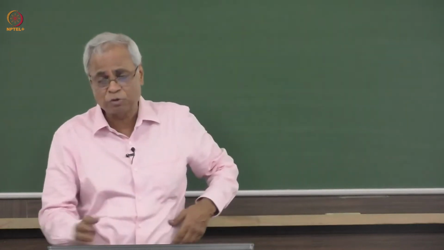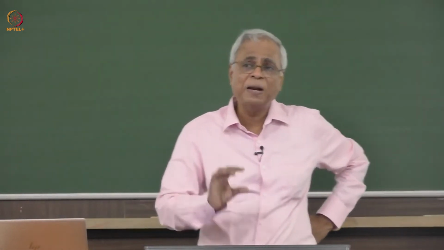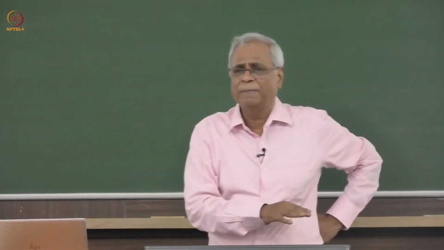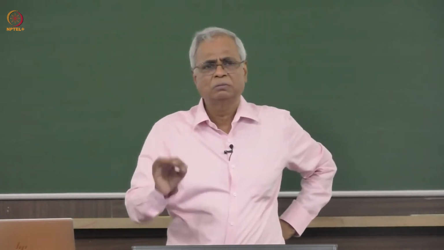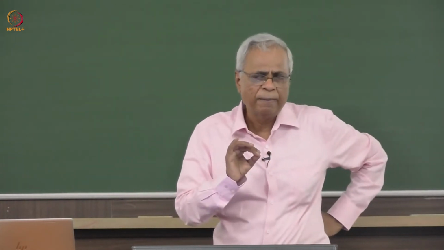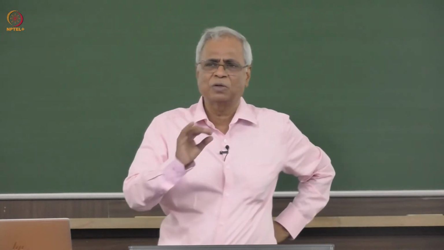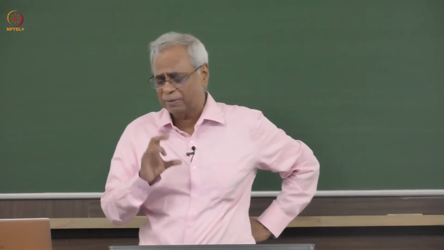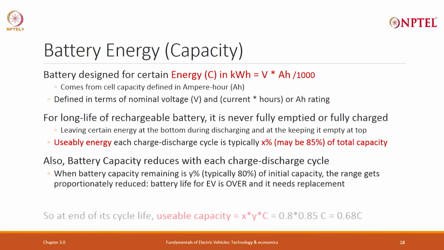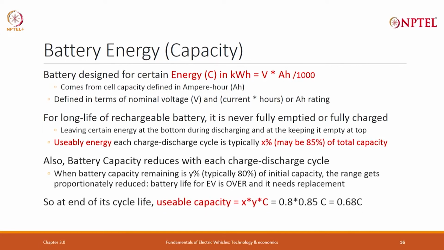You may choose Y to be 75 instead of 80, but normally a vehicle manufacturer chooses that, and Y will be either 80% or 75%, whatever. To that extent you get less range. So, what is the actual usable capacity? Usable capacity becomes X into Y into C at the end of its life, close to the end of life.